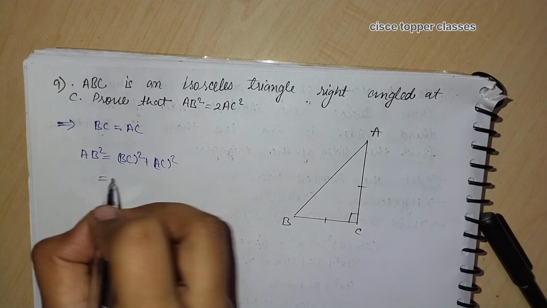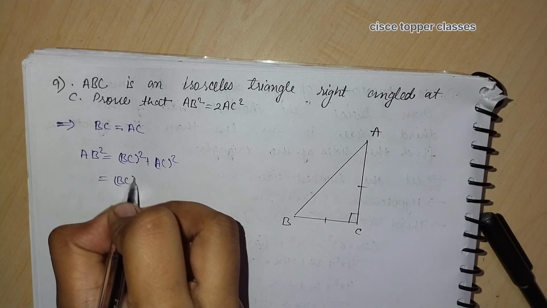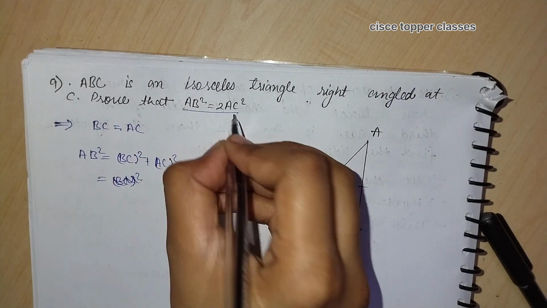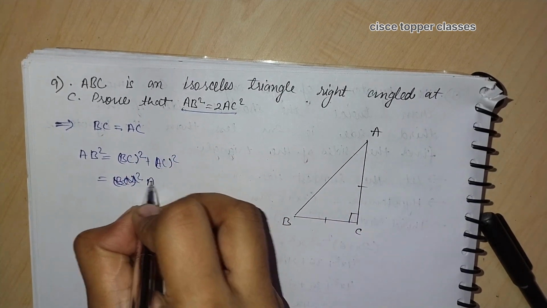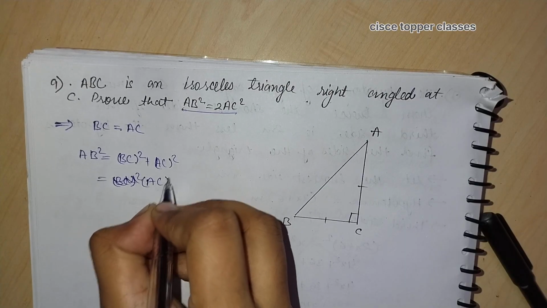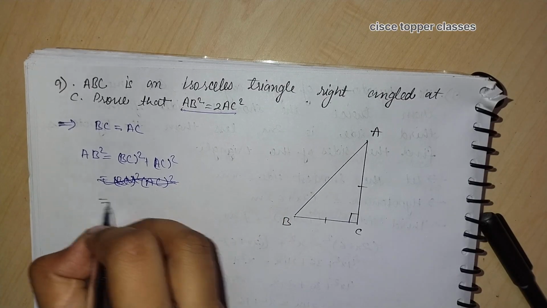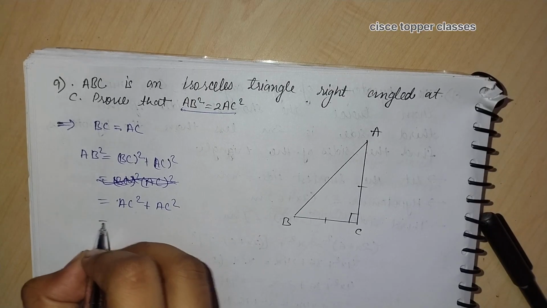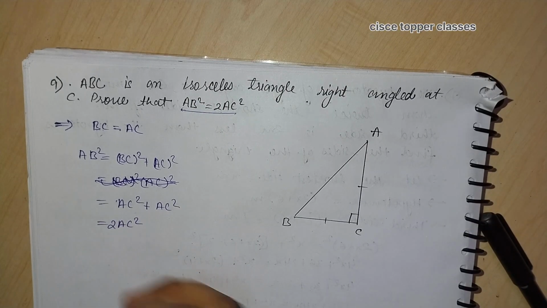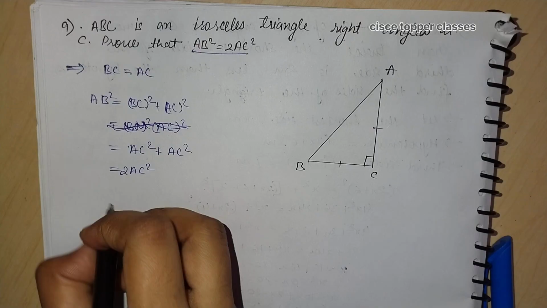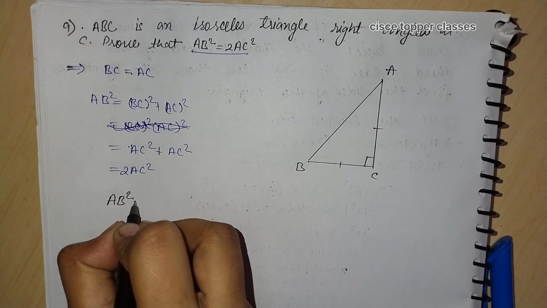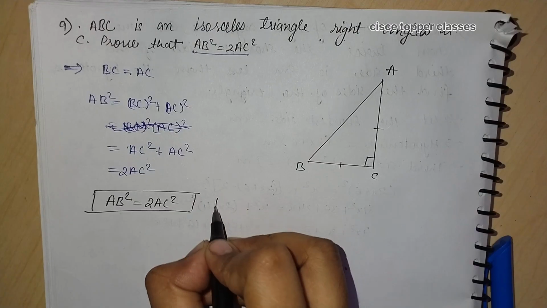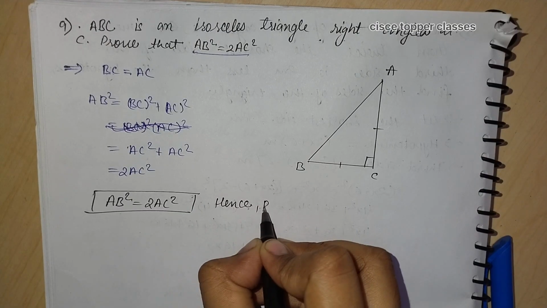So we will put the value of BC. We have to prove AB square is equal to 2AC square. So we can write AC square instead of BC square. So this will be AC square plus AC square equal to 2AC square. And here we prove AB square is equal to 2AC square. Hence proved.